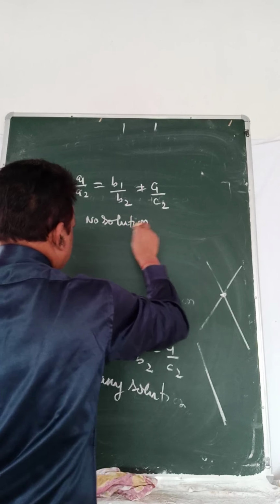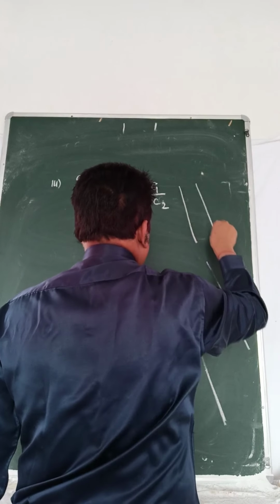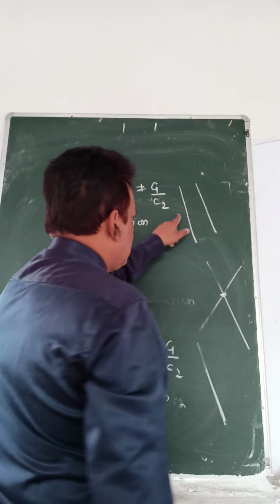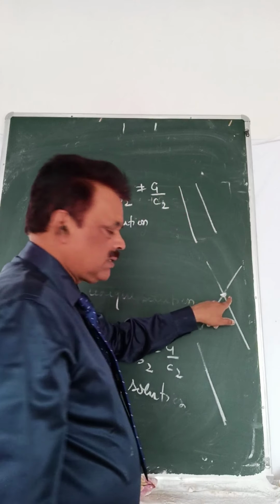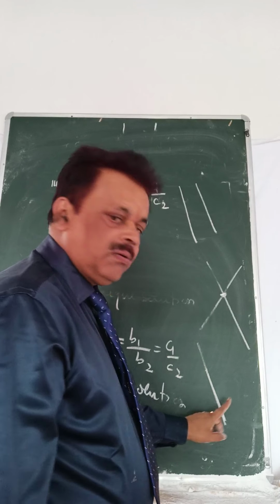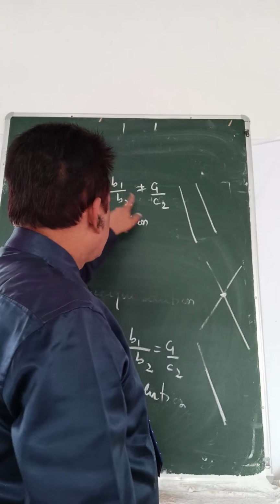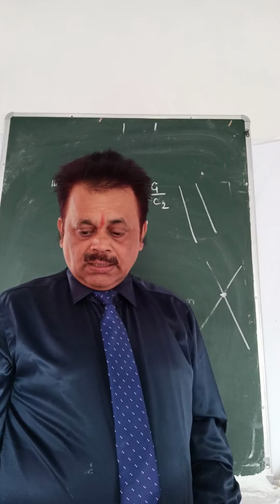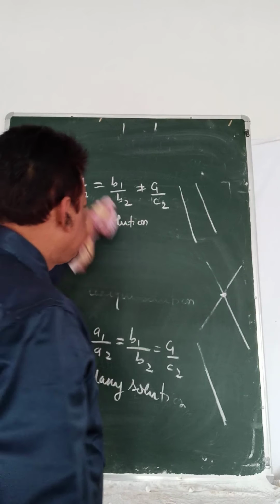In the no solution case, you get two parallel lines like this, which means they will not cross. Unique solution, they will cross. Many solutions, both lines will be one line. No solution, parallel lines. Now see a question on this.